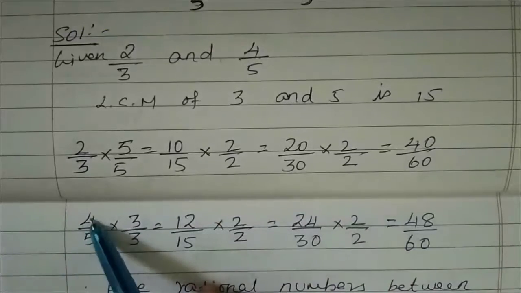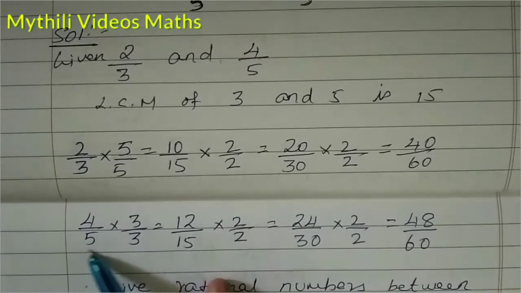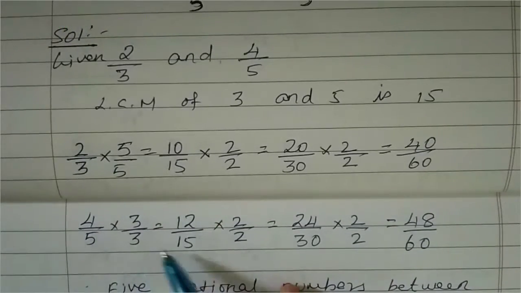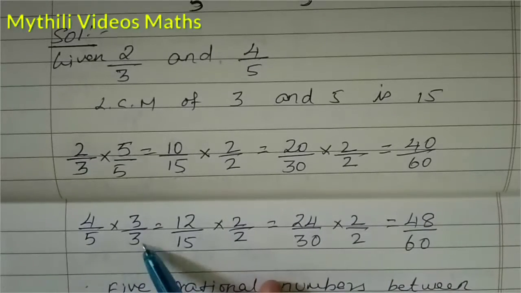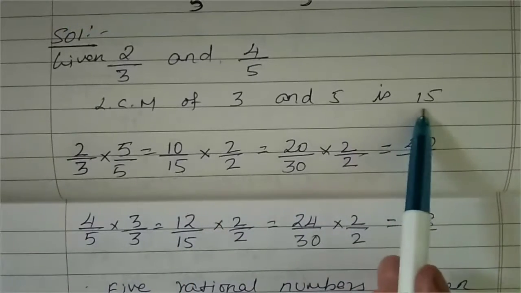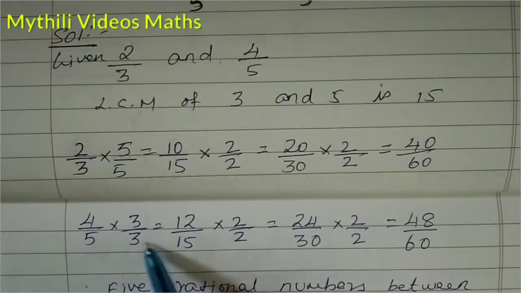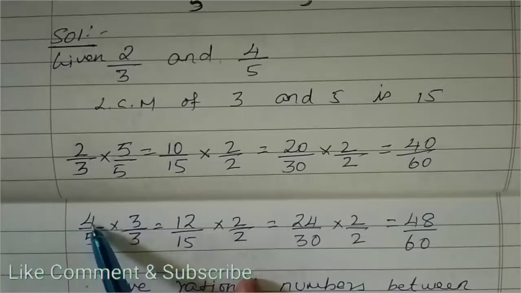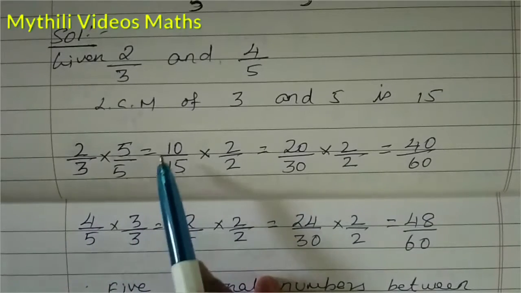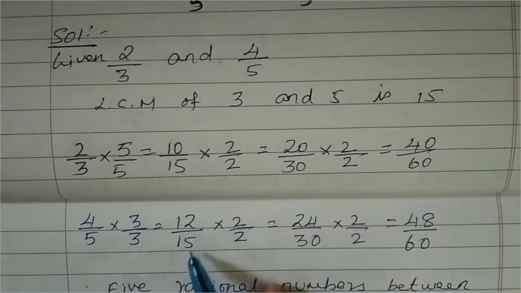Then just take the second value, that is 4 by 5. So 4 by 5 means this number 5 multiply with 3, then only we'll get 15. So 5 3s are 15. See, we need only 15 because 15 is our LCM. And the numerator value, 4 3s are 12. Now 10 by 15 and 12 by 15.